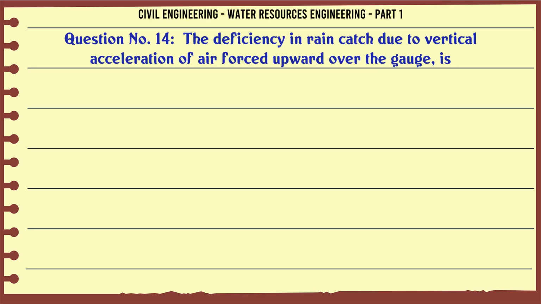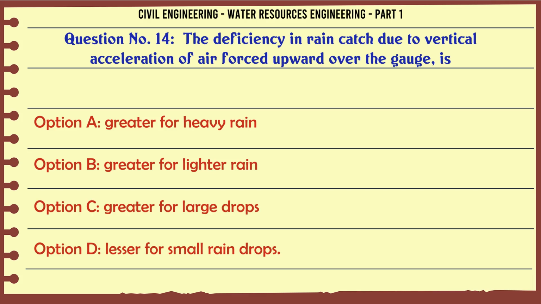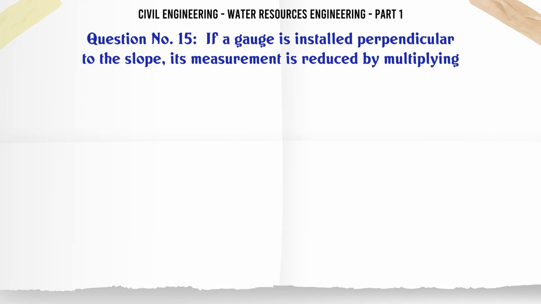The deficiency in rain catch due to vertical acceleration of air forced upward over the gauge is A. greater for heavy rain, B. greater for lighter rain, C. greater for large drops, D. lesser for small rain drops. The correct answer is greater for lighter rain.